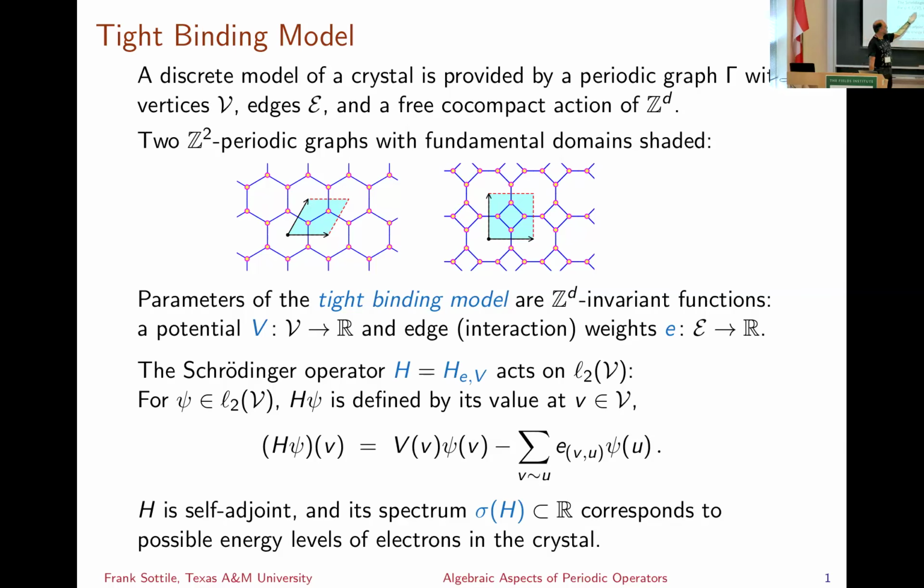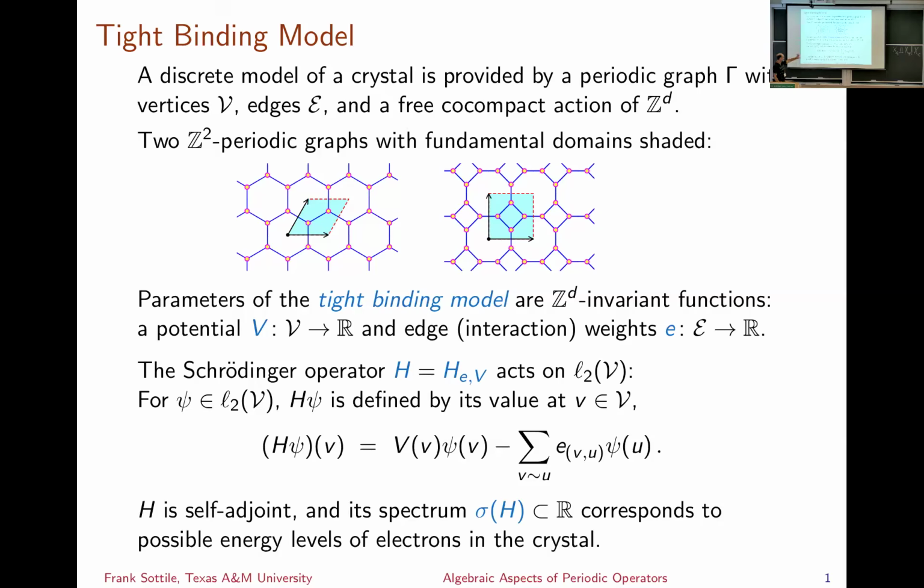So if you take a function, its value at a vertex is, well, you multiply by the potential at that vertex, and then you subtract the adjacent vertices with a weight. And the minus sign doesn't really matter because we're algebraists. It can be any plus or minus, but that's what people write.